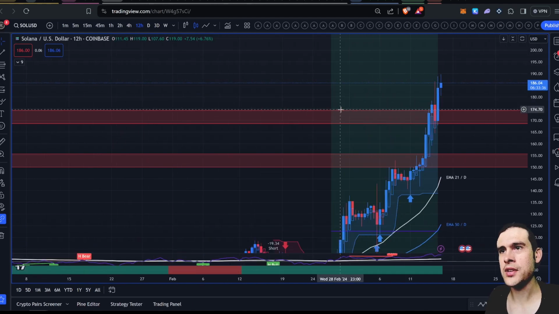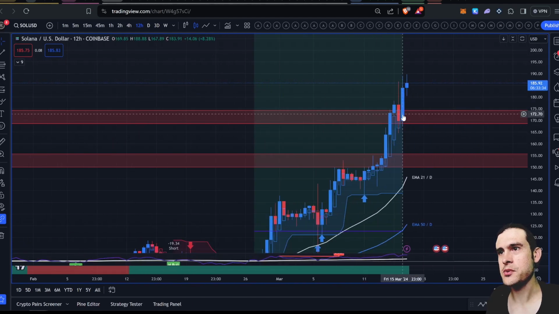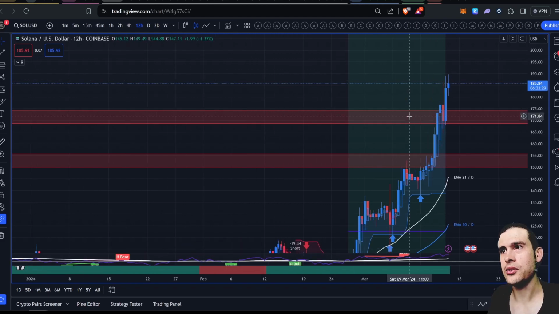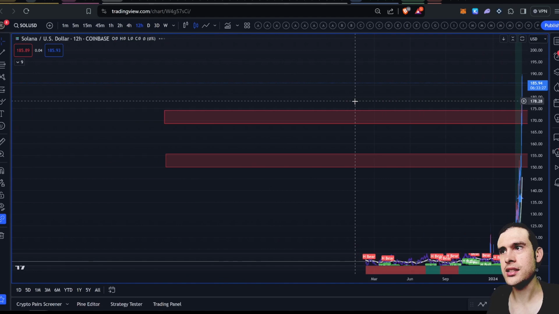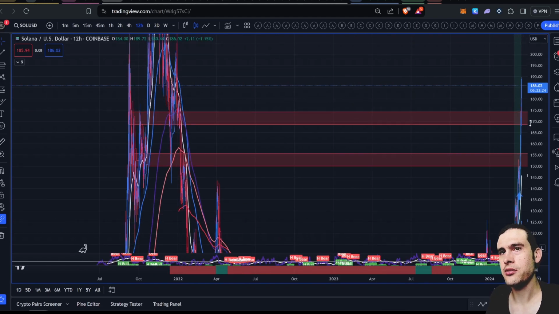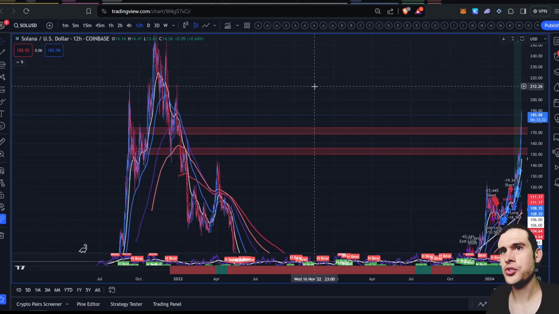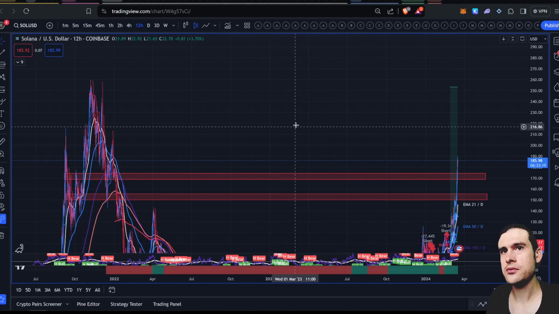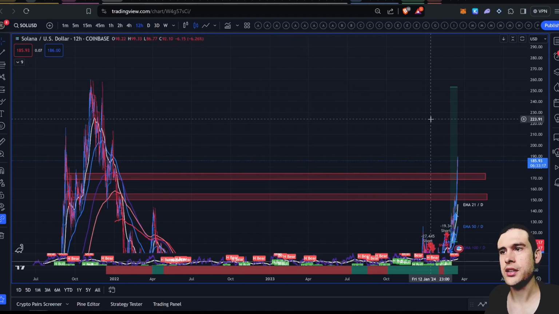I mean, we've taken out most resistances with ease. This was a resistance here. You could see this was kind of rejected back in here, and that was your 170 level. And we just cleared it completely. So at this stage, I think the targets are just the all-time high, really. Like, let's be honest, we've got 212 right here as a next level, and then we've got 259 as a level after that.